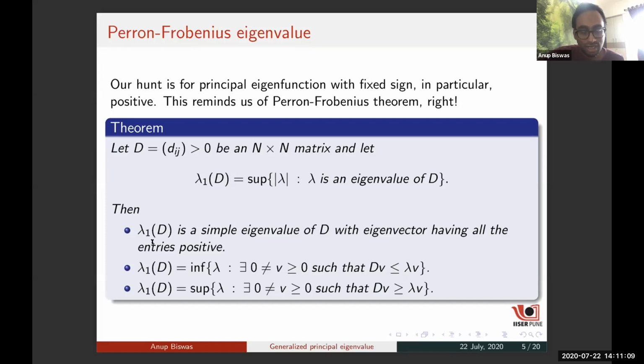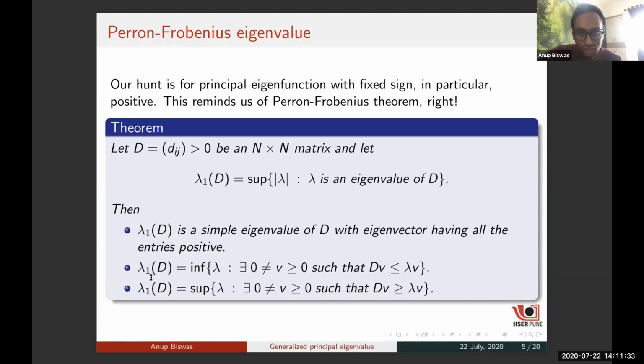This has the particular property that this eigenvalue has an eigenvector with positive entries, and lambda 1 has a characterization: the infimum over all those lambda such that Dv is less than or equal to this. And if you take the supremum, the sign gets reversed. Here it is less than or equal to, now you get a greater than or equal to. So you remember this characterization of lambda 1.